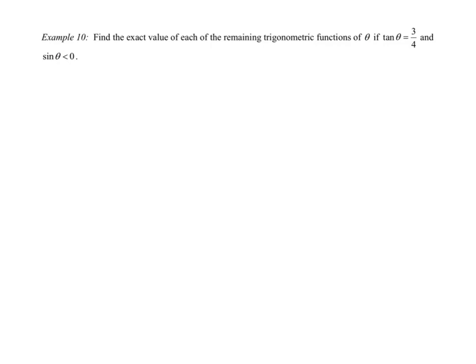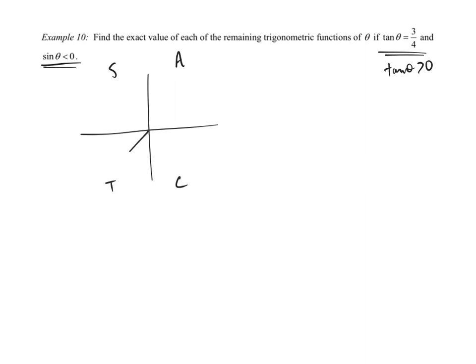Okay, example 10 is very similar to example 9, except this time they say that tangent theta is 3/4 and that sine theta is negative. So they didn't explicitly tell me what quadrant I'm going to be in. They're going to make me think about it for just a second. So I know that tangent theta here is positive and sine theta is negative. So if I think about the All Star Trig Class, where is tangent positive and sine negative? Okay, hopefully you said quadrant 3.